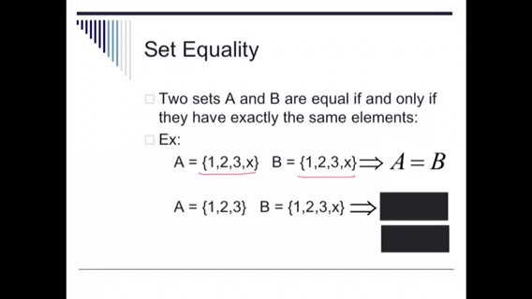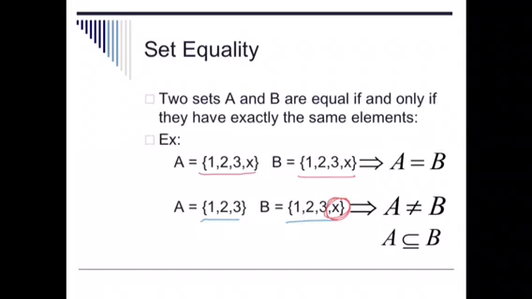Here we have set A, which is the elements 1, 2, and 3. B are the elements 1, 2, 3, and x. So here we can see that set B has that extra x, so they're not equal. A would in fact be a subset, so they're not equal. Instead, we could say that A is a subset of B.